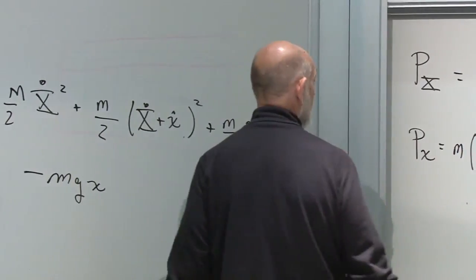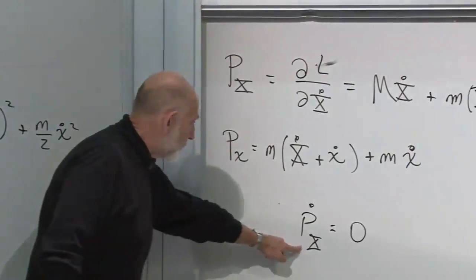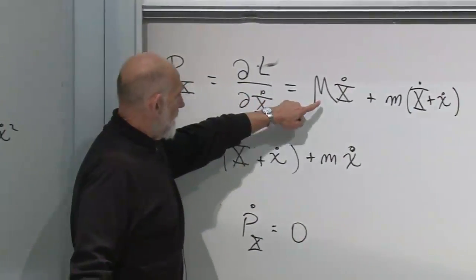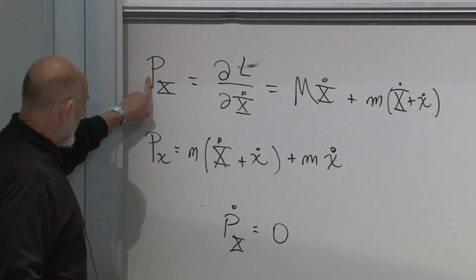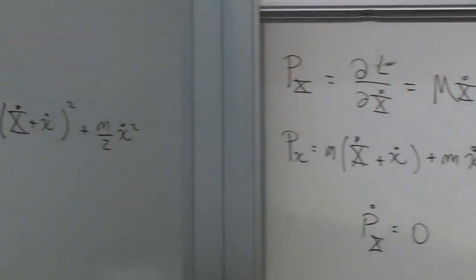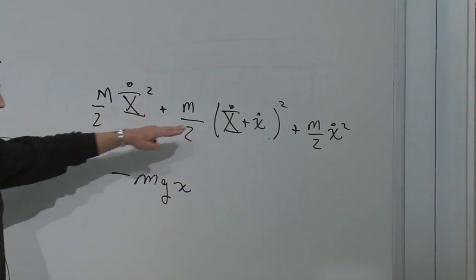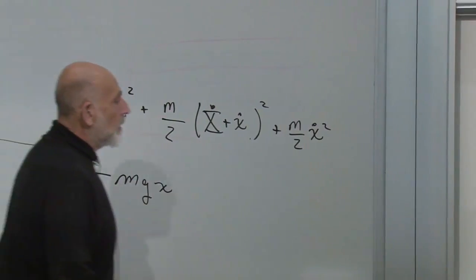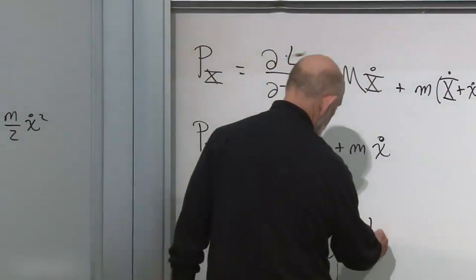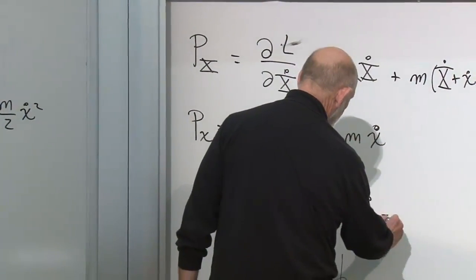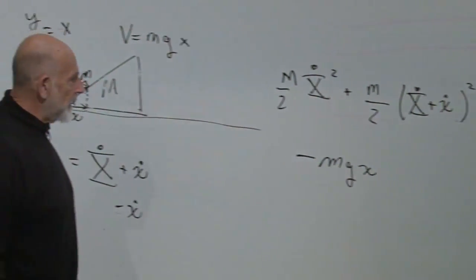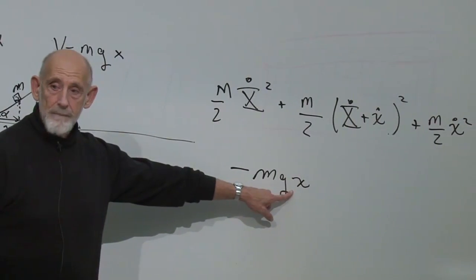Let's see, did we write down the equations of motion? Well, here's one equation of motion. Let's write down the other one. That was d by dt of p sub capital X, and that was equal to 0, because in the Lagrangian there is no explicit dependence on capital X. What about p sub little x dot? That's equal to the derivative of the Lagrangian with respect to little x. Does little x appear? Yeah, little x appears right over here.